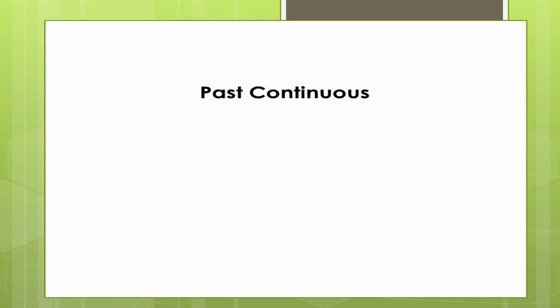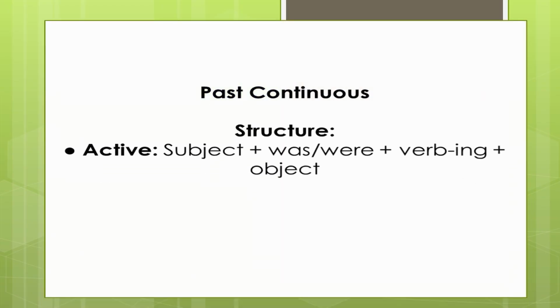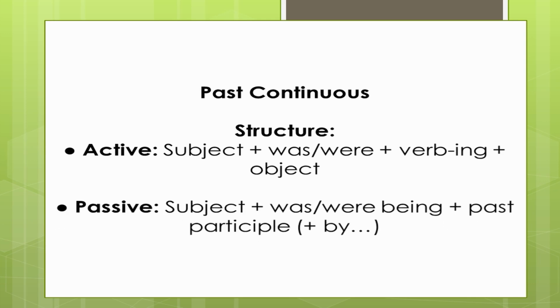Past continuous. This is the structure. Subject plus was or were plus verb and ing plus object. This is the structure of active voice. And this is the structure of passive voice. Subject plus was or were and being plus past participle plus by.